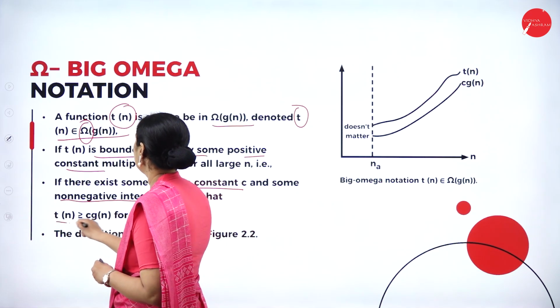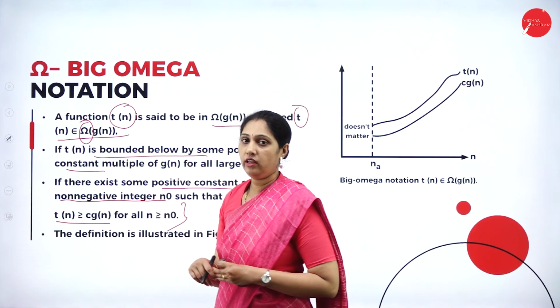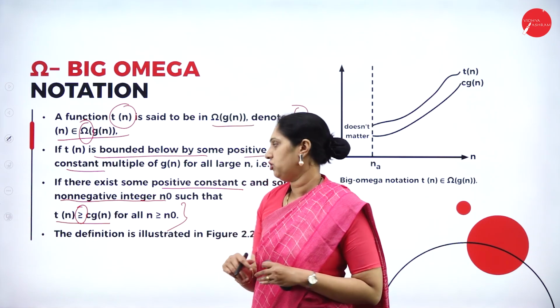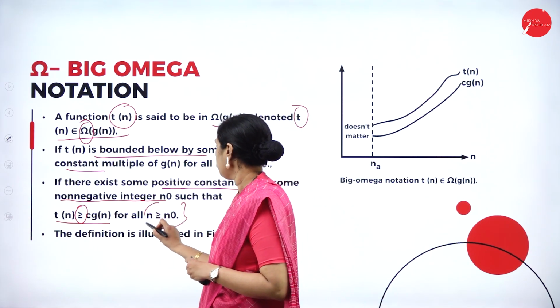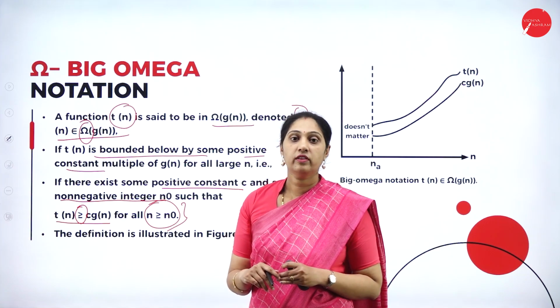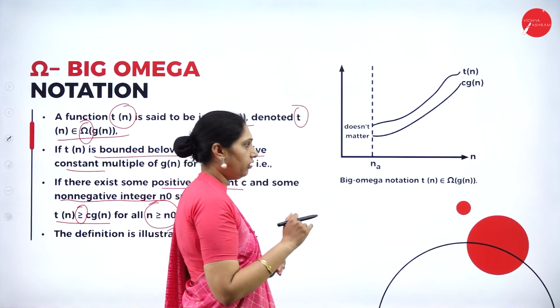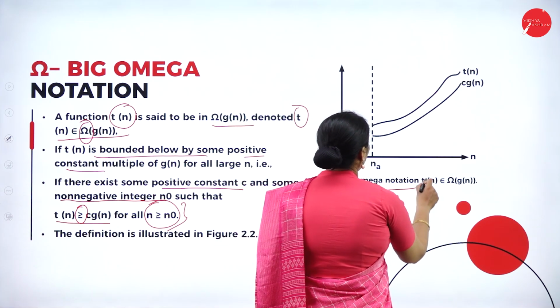T of n is greater or equal. Okay, see the difference? Greater or equal to what function? C of g of n, for all n greater or equal to n naught. So this definition is illustrated in this figure. So this is big Omega notation.